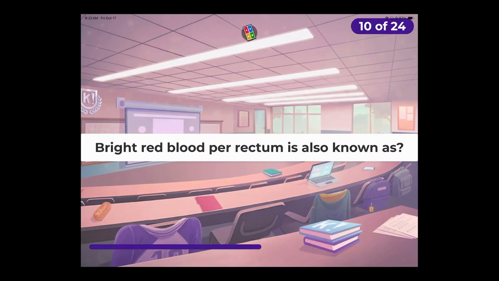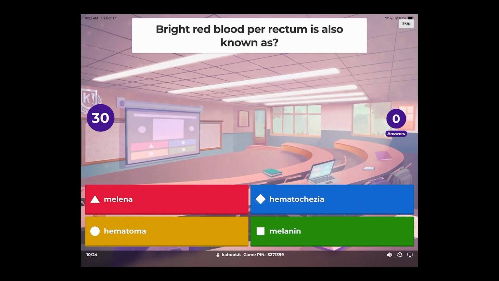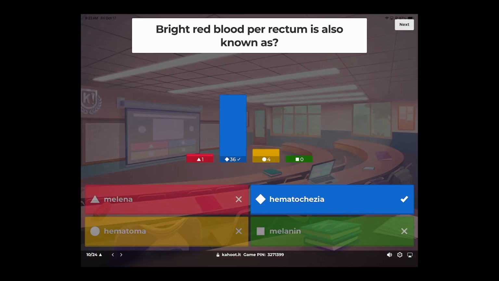Bright red blood per rectum is known as what? Don't pick green. Don't read it too fast. Okay, good. Hematochezia. Not a hematoma.